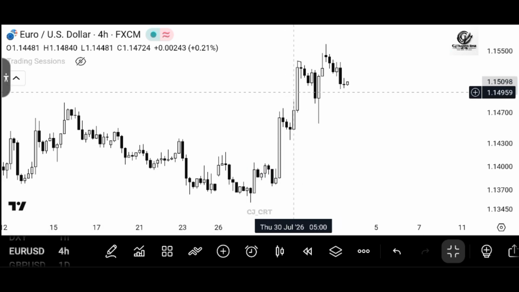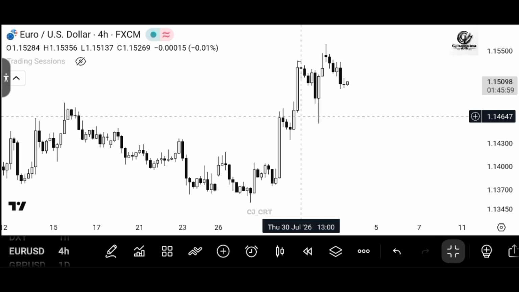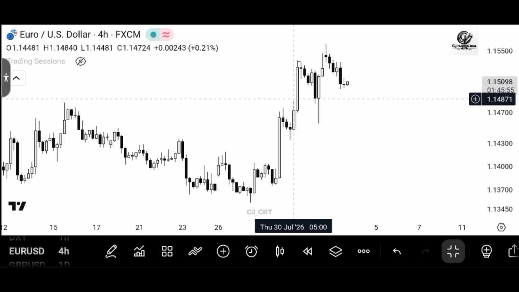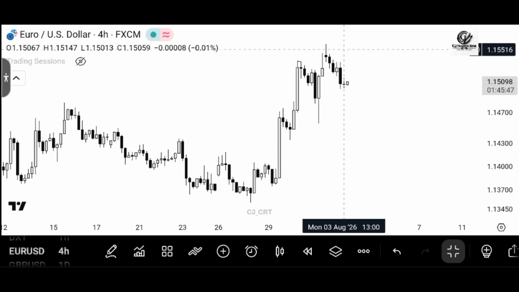But I'll still advise you to do so. But as you can see, this trade hits the low of this CRT candle. But this thing doesn't happen all the time. Sometimes it can reach the 50% level and then reverse, just like it happened on GBP USD.